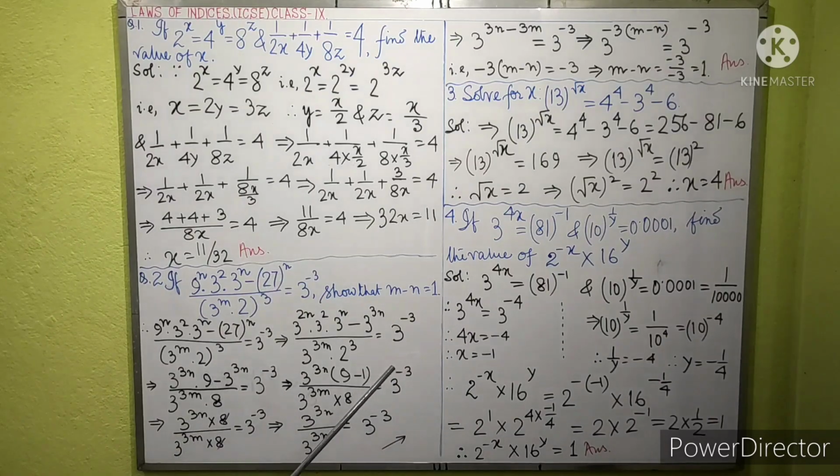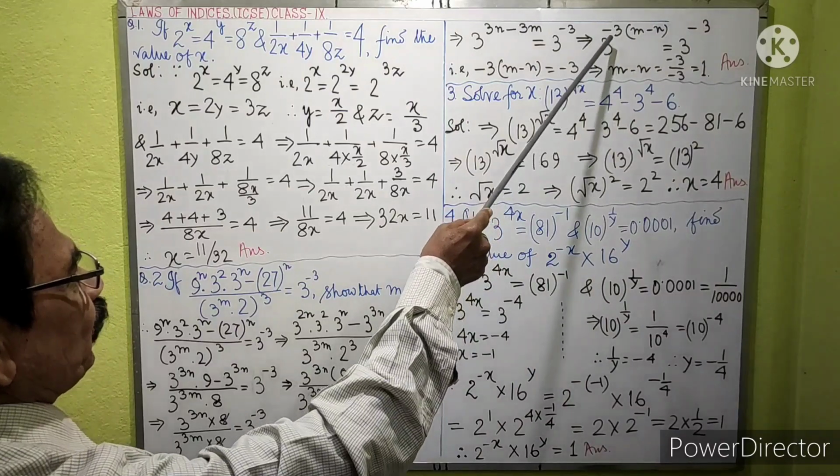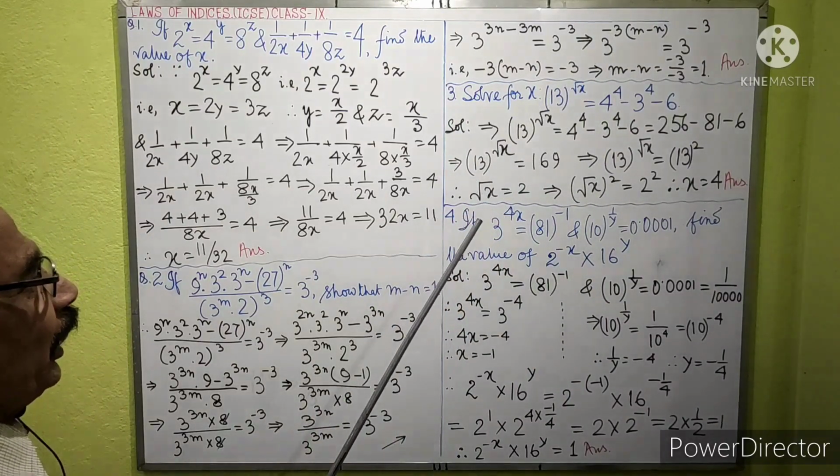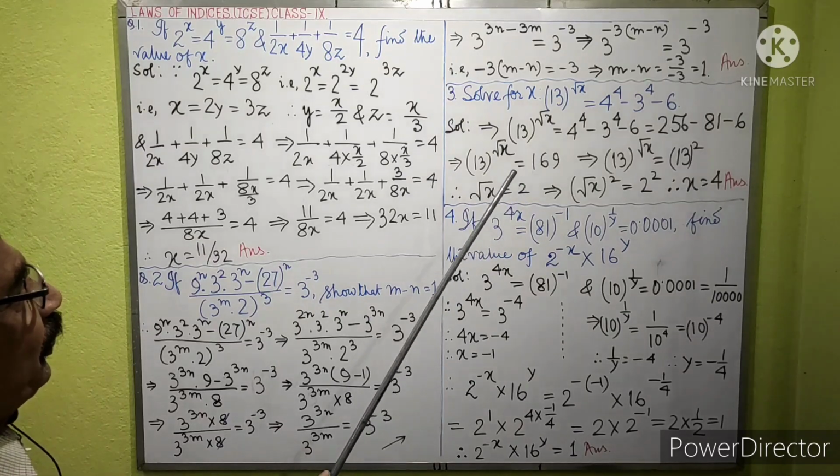Or if you take 3 common, then it is like this: 3 into n minus m equals minus 3.